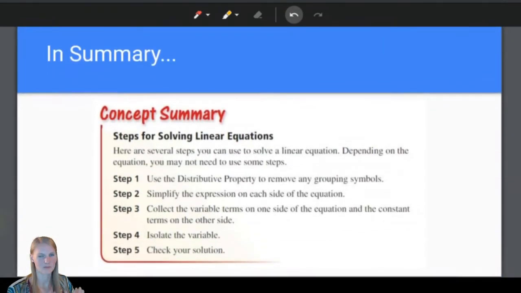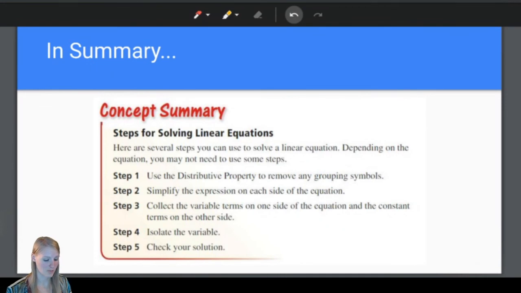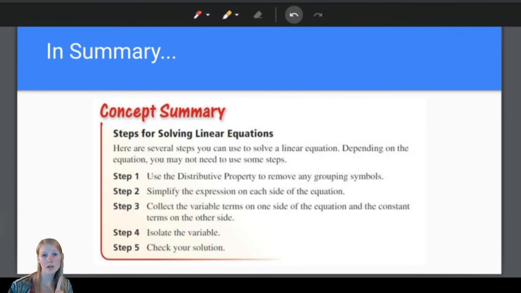In summary, so now we have learned about one-step equations. We've learned about two-step equations. We've learned about multi-step equations. We've learned about the distributive property.